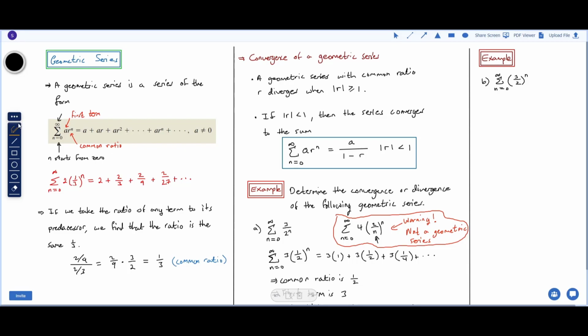Okay, so I want you to take a closer look at it, because our first term is not 3. If you try to separate the 3 from the 2, you're going to end up with 3 to the power of n times 1 over 2 to the power of n, because the 3 is inside the parentheses, so it's also being raised to the power of n. So the first term is not 3.